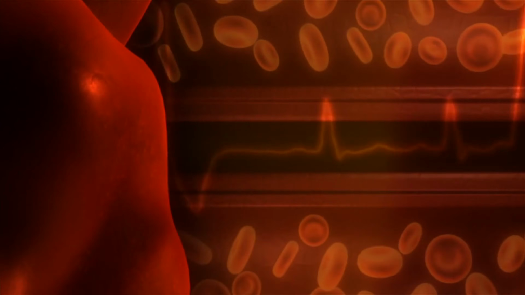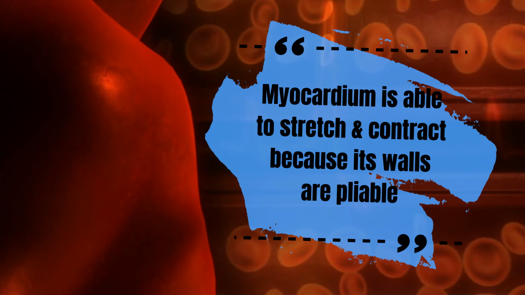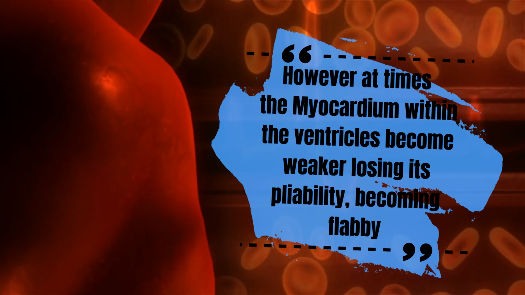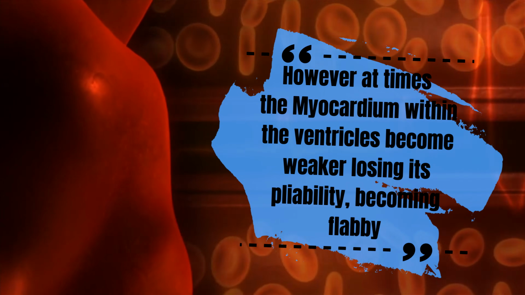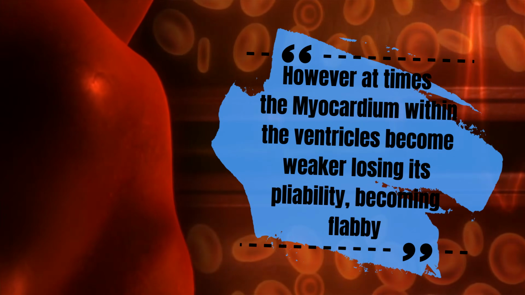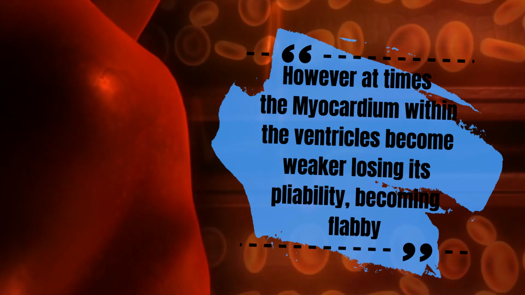So how would the heart fail enough to cause hypoperfusion? In a normal, healthy human heart, the myocardium or heart muscle is able to stretch and contract because the walls are pliable. However, at times the myocardium within the ventricles, or the bottom chambers of the heart, becomes weaker, and the muscle tissue loses its pliability and becomes flabby. If your left ventricle, which is the main chamber in charge of circulating blood around the body, becomes weak or flabby, it cannot produce the needed squeeze to eject the blood to the rest of the body.